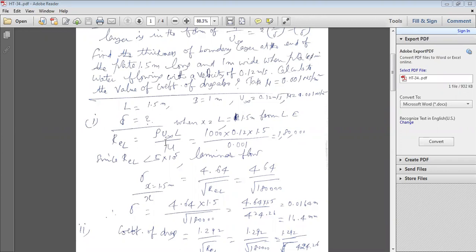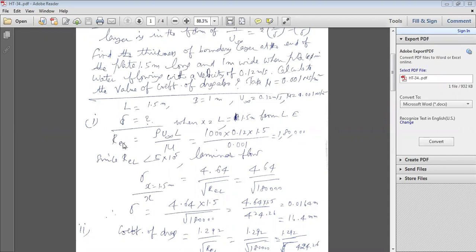First, for all these problems you have to verify whether the flow is in the laminar condition or not. How do you verify? When the Reynolds number is less than 5 into 10 power 5, the flow is laminar. That's why first you have to calculate the Reynolds number REL, with x is equal to L. Reynolds number is rho into U free stream into x by mu, but here x is equal to L.